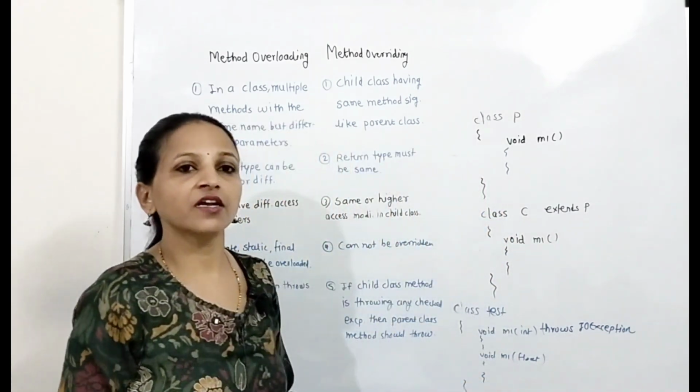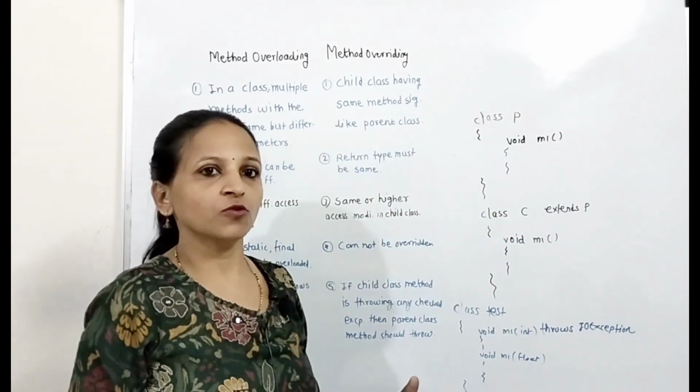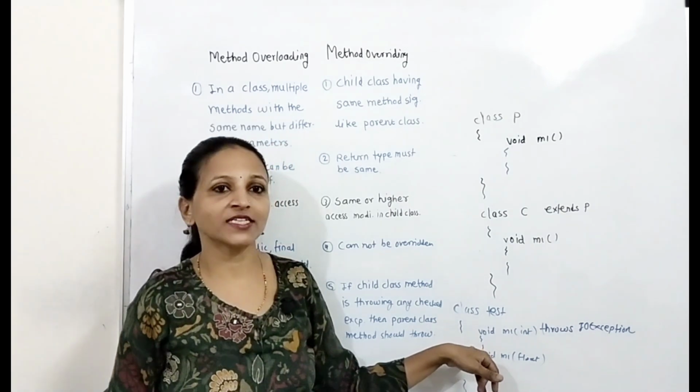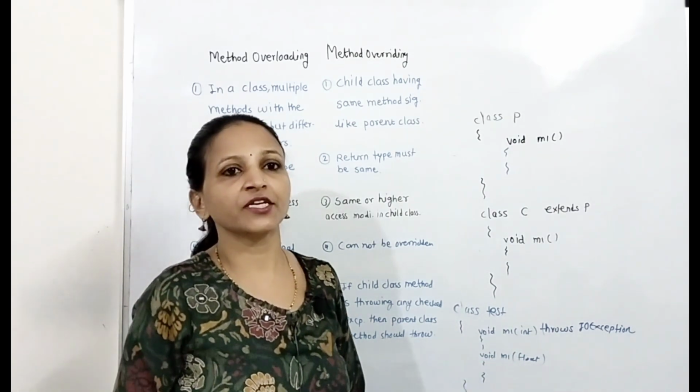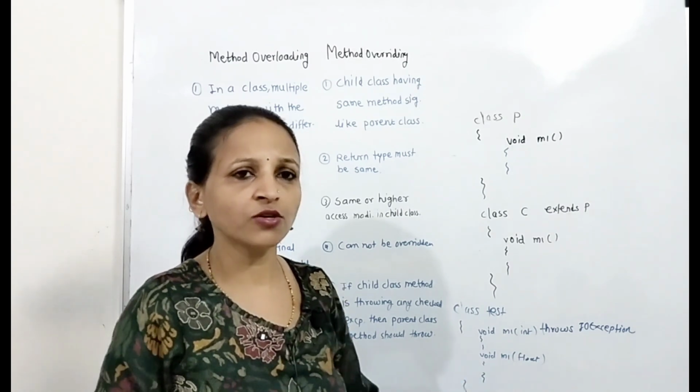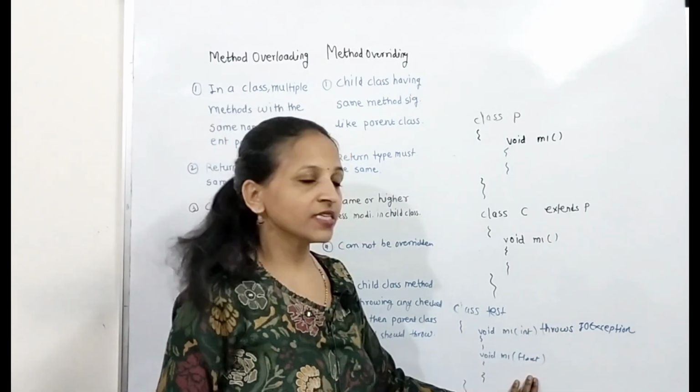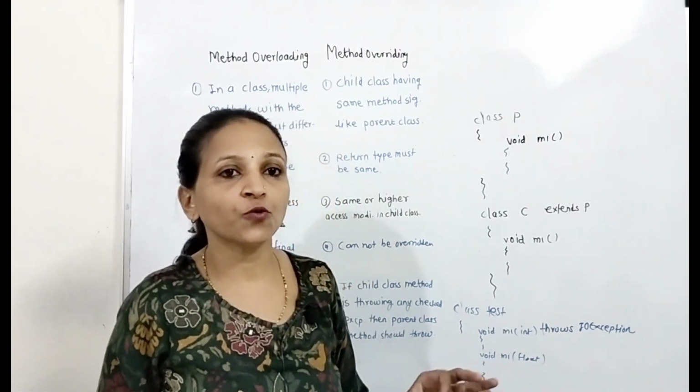Let's say you are using a BufferedReader here, then there is a possibility of IOException. Again we are defining that m1 method, but there is no possibility of that type of exception. Okay, fine, no problem. You can write it this way in case of method overloading.